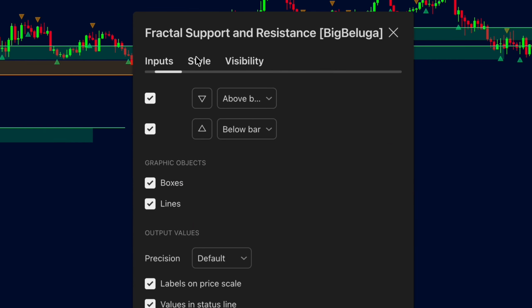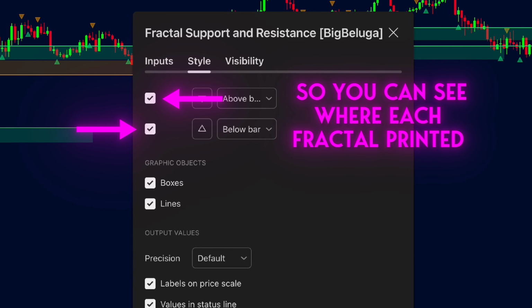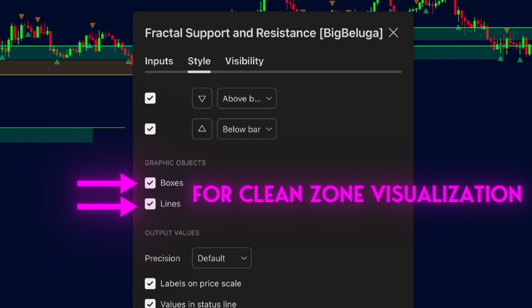Under the Style tab, keep the triangle markers enabled so you can see where each fractal printed, and make sure the boxes and lines are on for clean zone visualization.